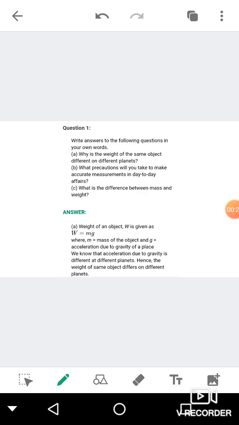The answer of A is: the weight of an object, that is W, is given as W equals mg, where m is the mass of the object and g is the acceleration due to gravity of a place. So what is the formula for weight? Weight W is equal to mg. m stands for the mass and g stands for the gravity. Hence the weight of the same object differs in different places.